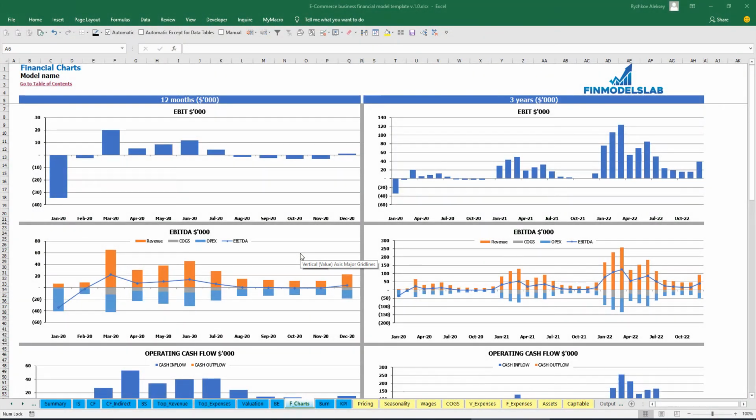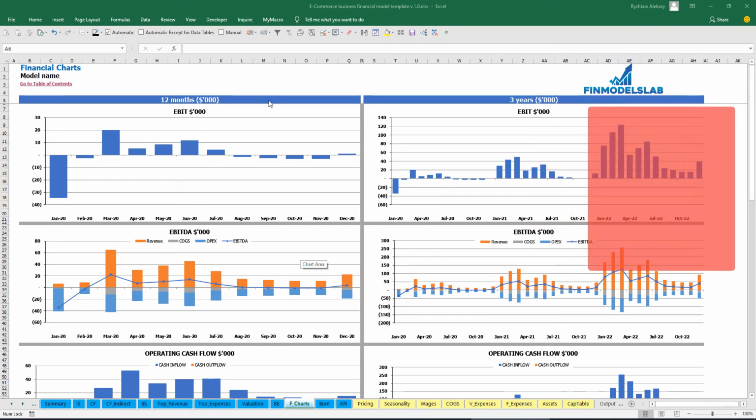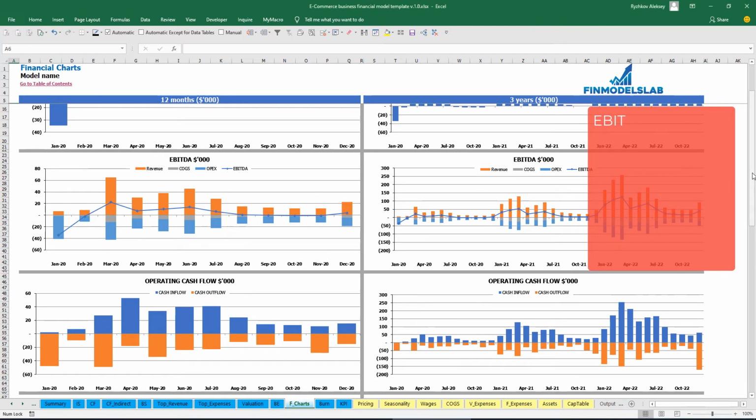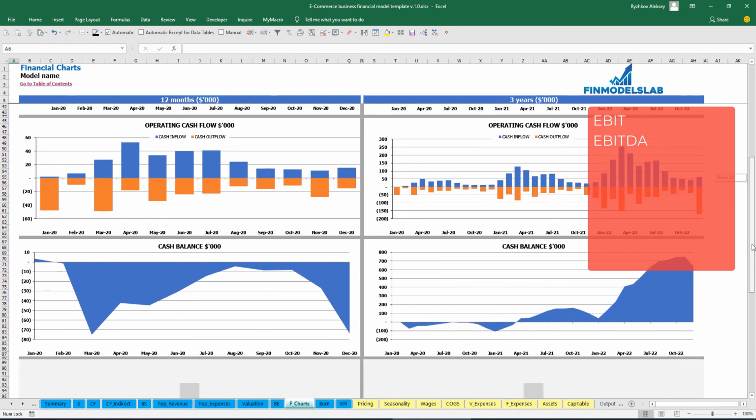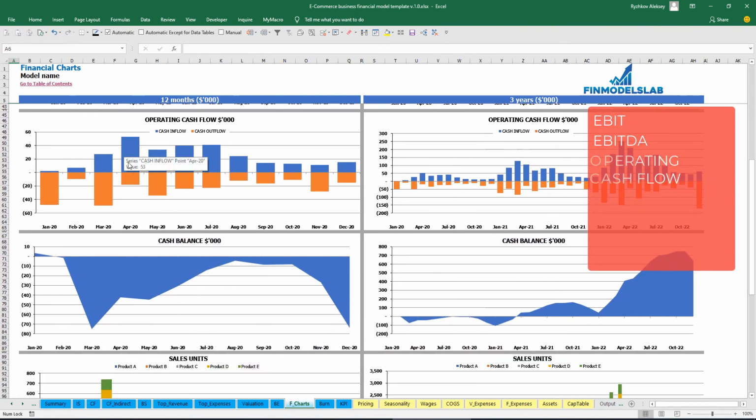On the financial charts tab, you may see 2 sets of charts with breakdown of some KPIs by 12 months or 3 years by months. So on the first set of charts, you may see the EBIT by months. The next one will show you the EBITDA breakdown with revenue, COGS and OPEX, and the blue resulting line EBITDA. The next set of charts will show you the operating cash flow broken down by cash inflow and cash outflow.